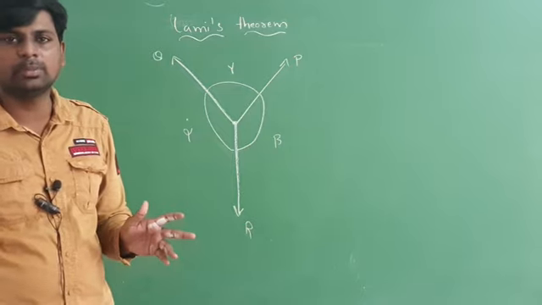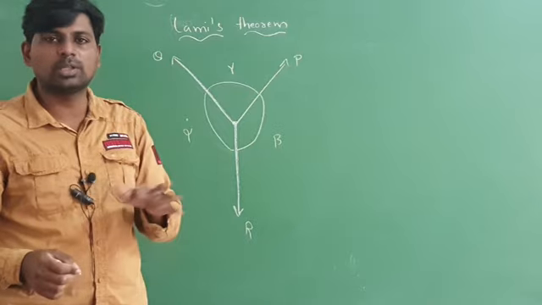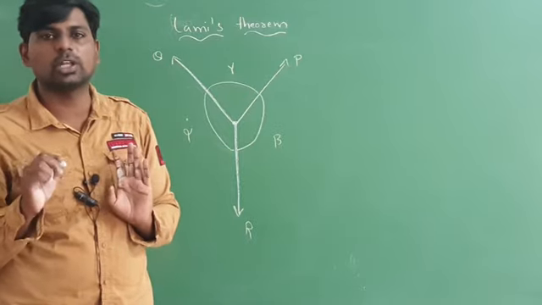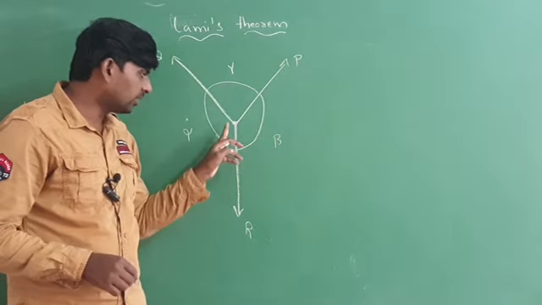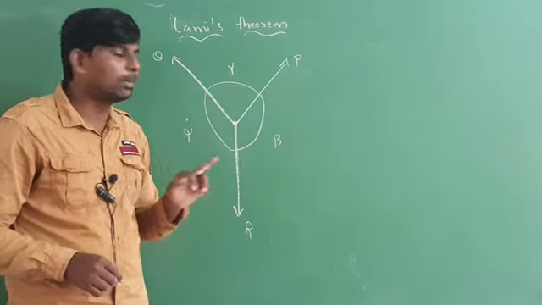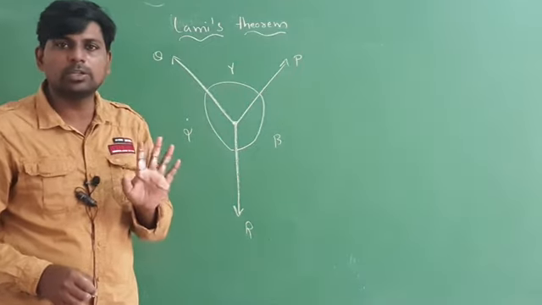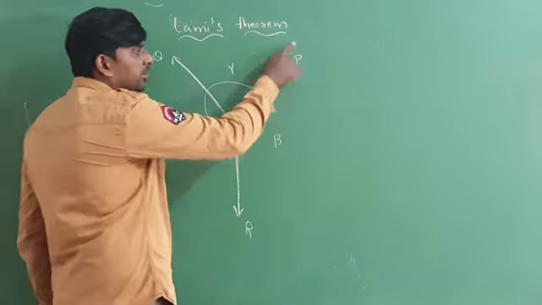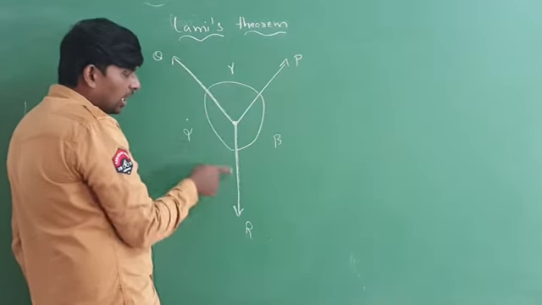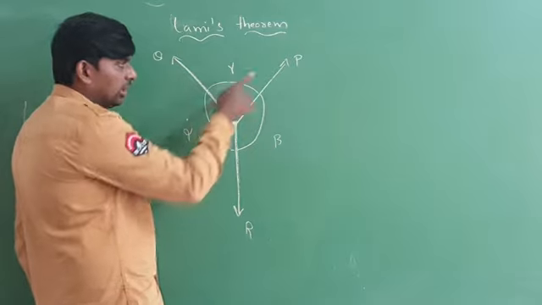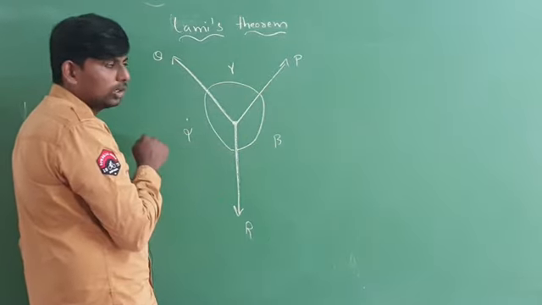What is equilibrium? Without any external agent, without any external force, if that point is not moving, that is called equilibrium. After acting these three forces, the point should be in equilibrium. Then each force will be proportional to the sine of the angle between the other two forces.